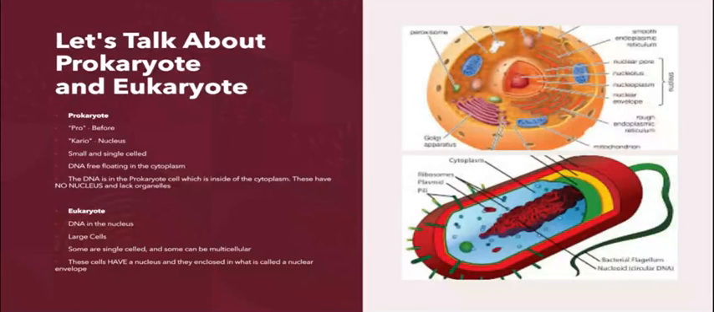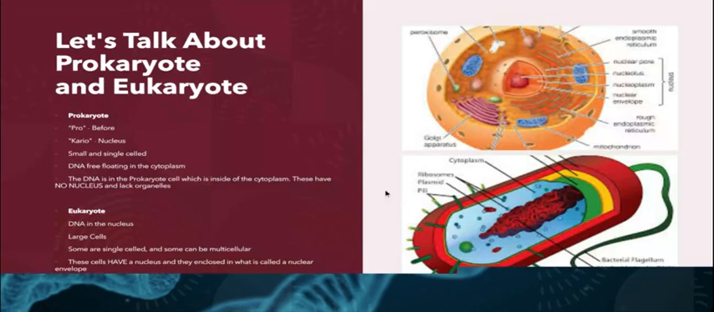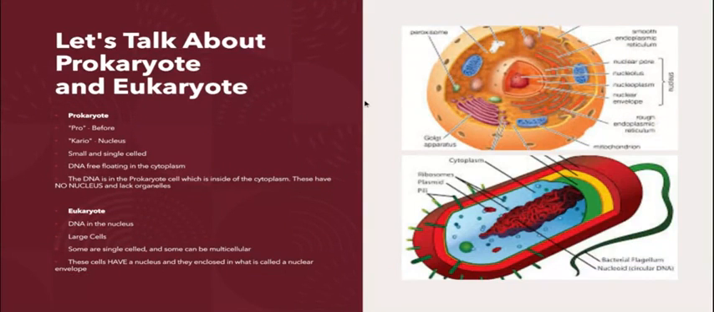So let's talk about eukaryotic and prokaryotic cells. I know I have prokaryotic written first, but the prokaryotic cells are on the bottom and the eukaryotic cells are on the top. Now these can be extremely confusing. It even took me a little while, but here's how I broke it down. Prokaryotic: pro means before and karyo means nucleus. So this comes before the nucleus.